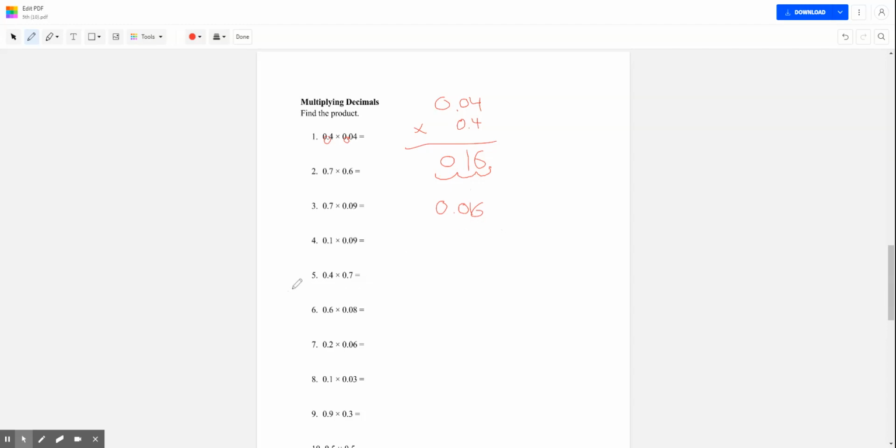Let's try another example. Number 4. 0.09 times 0.1. 9 times 1 is 9. Just like number 1, there's 2 numbers after the decimal point for 0.09, and there's 1 number after the decimal point for 0.1. And 2 plus 1 is 3, and we're going to move the decimal point here 3 times to the left. 1, 2, 3. So you get 0.009 for number 4.